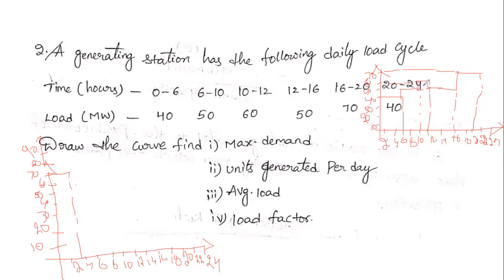Next, what is the highest peak? That is 60. How many hours? 10 to 12, only 2 hours. 60 megawatts in 2 hours. Next, the highest peak is 50. How many hours? 6 to 10, 4 hours. Next, 40. How many hours? 0 to 6, 6 hours.